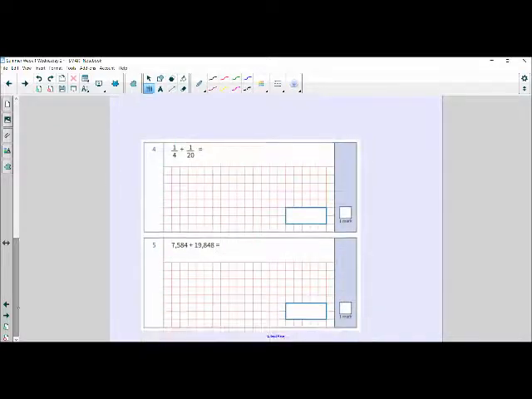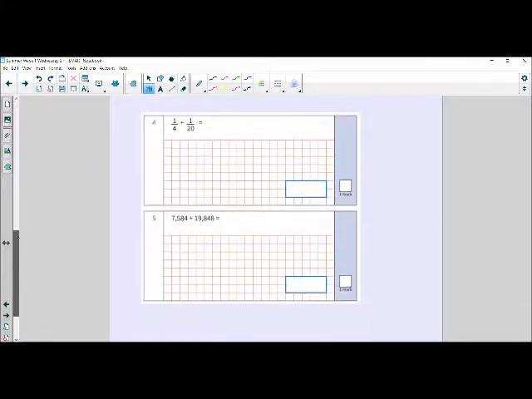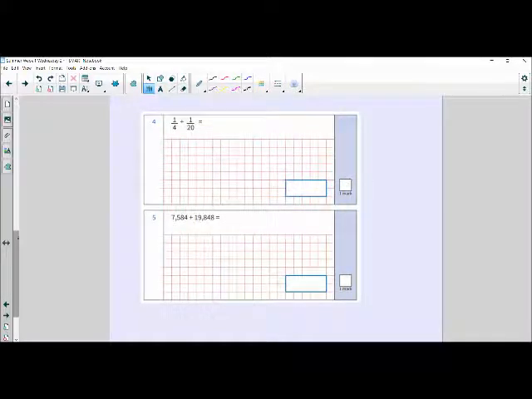Okay. Next one. So a quarter add 1/20. Now, how do we add fractions? This is something that we're going to be looking at today as well. But let's just recap. What method could you use to add fractions? We'd use the butterfly method. Do you remember the butterfly method? Okay, so let's have a look at the butterfly method to add.